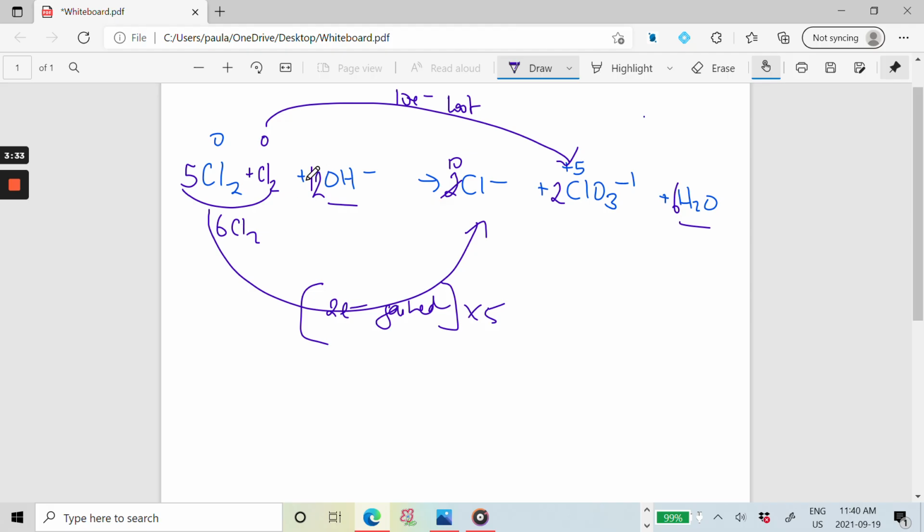And now you can see that you can reduce these coefficients by dividing by 2. This becomes 3, this becomes 6, this becomes 5, this becomes 1, and this becomes 3. And so that should now match the answer that you see there. Okay, so that's it. Thanks, guys.